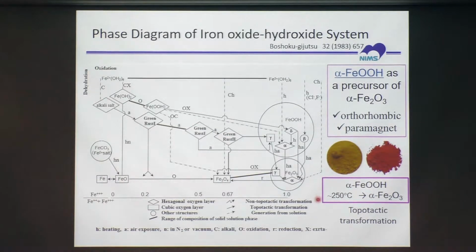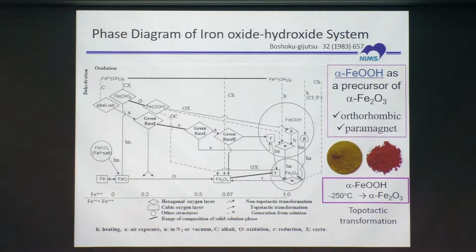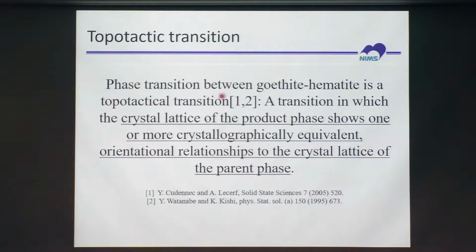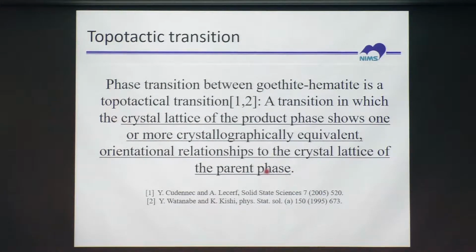And another important point is that the phase transformation from alpha FeOOH to alpha Fe2O3 is a topotactic transformation. Here it shows the topotactic transformation. Topotactic transition is the phase transition between goethite and hematite, in which the crystal lattice of the product phase shows one or more crystallographically equivalent orientational relationships to the crystal lattice of the parent phase. So I thought that if the goethite is consolidated with a crystalline oriented structure, that orientation might still be kept even after the phase transformation to hematite, alpha Fe2O3.